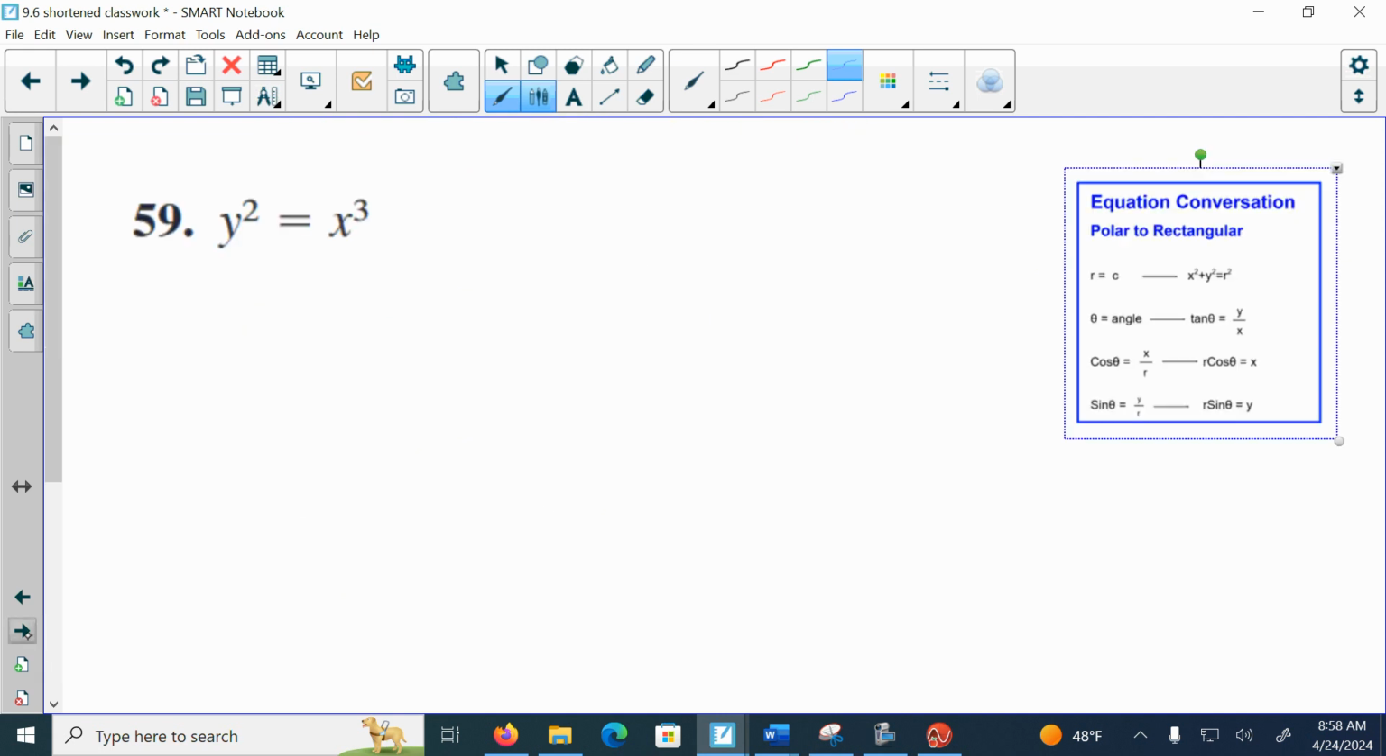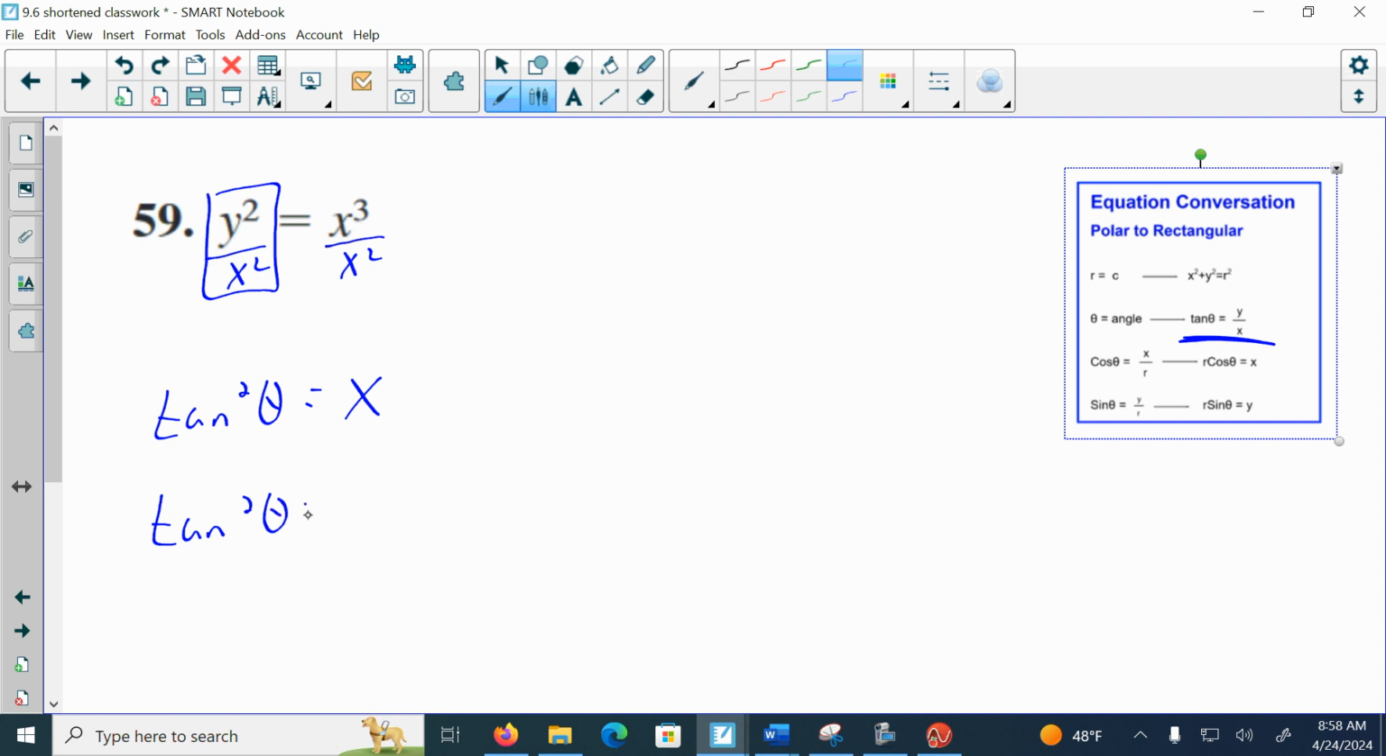Okay, the next one, I have y squared is equal to x cubed. So I'm going to go back and use this guy here for a second. So in order to do that, I would divide by x squared, and I know I'm going to have an x there. I'm okay with that. So this y squared over x squared would be tangent squared theta. And then when I divide this, I'm going to be left with x. So I'm going to take tangent squared theta, and this is equal to r cosine theta. That's what x is equal to.